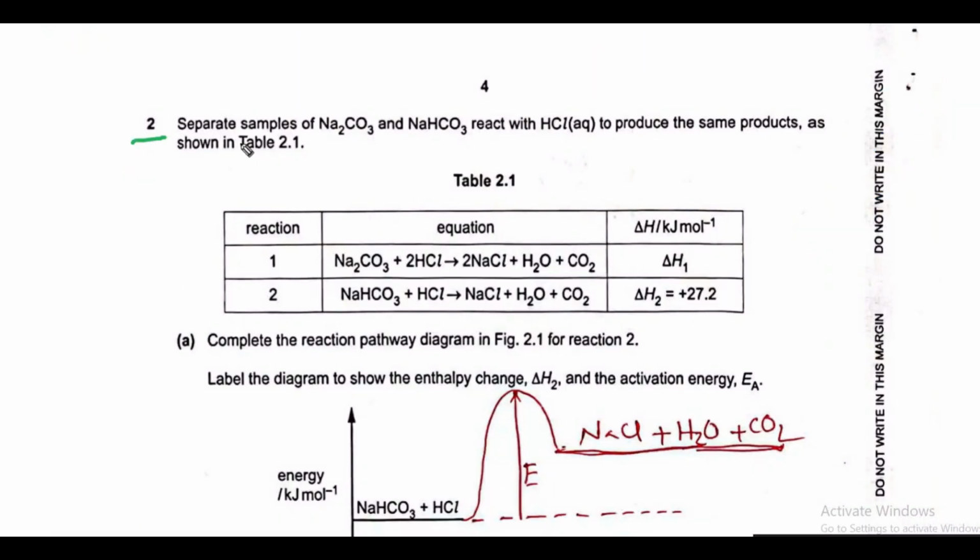Question number 2. Separate samples of sodium carbonate and sodium hydrogen carbonate react with aqueous hydrochloric acid to produce the same products as shown in the table. Reaction 1: sodium carbonate reacts with hydrochloric acid to produce sodium chloride, water and carbon dioxide, enthalpy change ΔH1. Reaction 2: sodium hydrogen carbonate reacts with hydrochloric acid to produce the same products, sodium chloride, water, carbon dioxide, ΔH2, change in enthalpy, plus 27.2 kilojoule per mole.